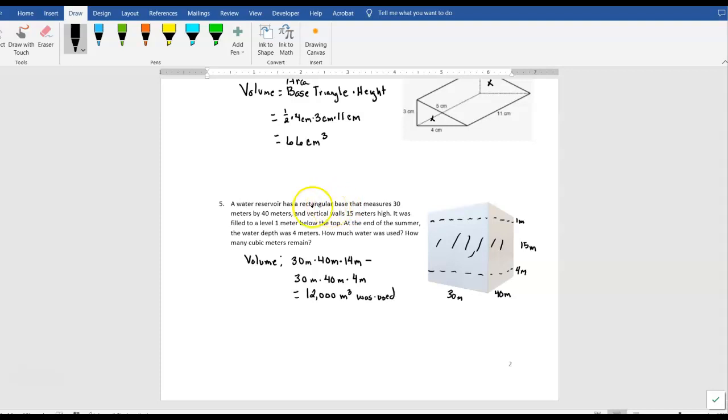Then the rest of the question is how much remains? Well, the remaining is this portion down here. So 30 times 40 times 4, so we have 30 meters times 40 meters times 4 meters, which is our 4,800 meters cubed.